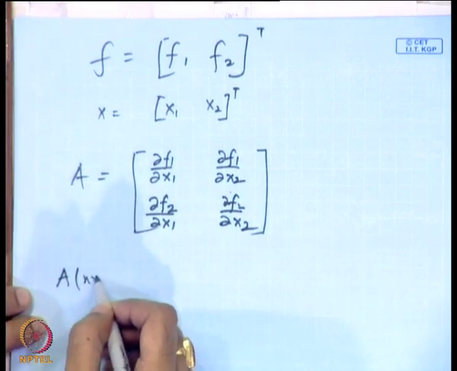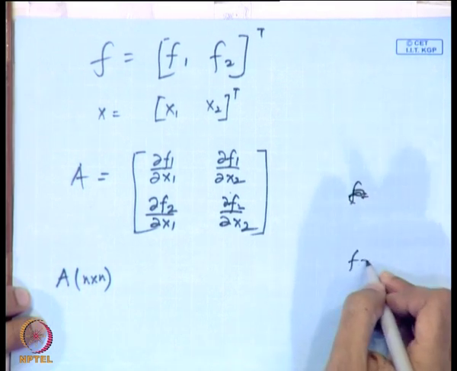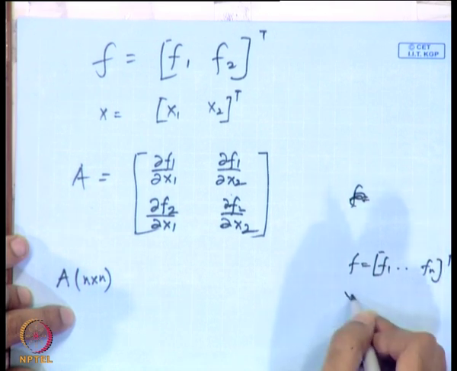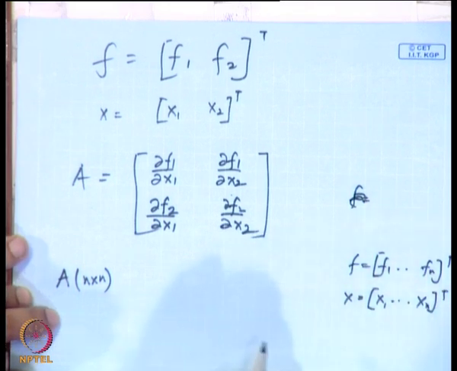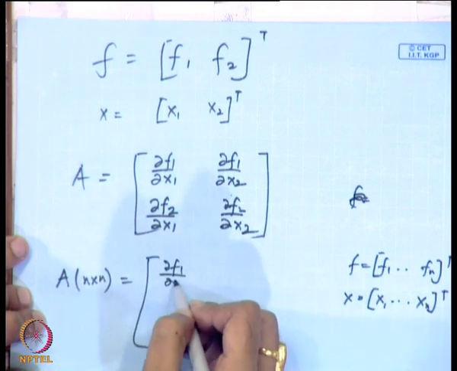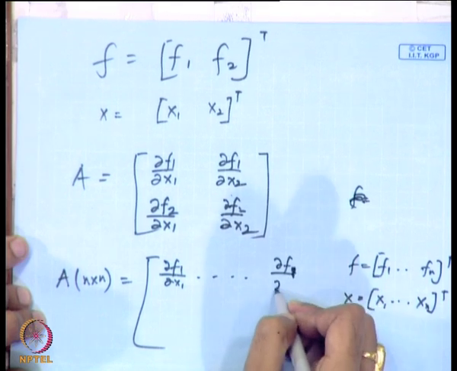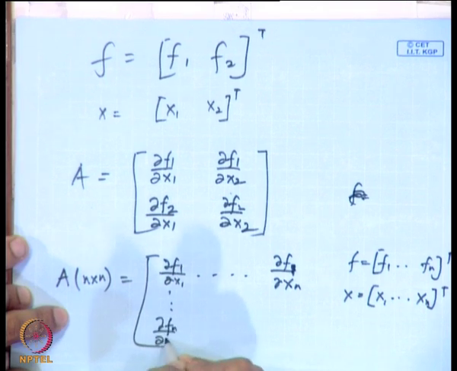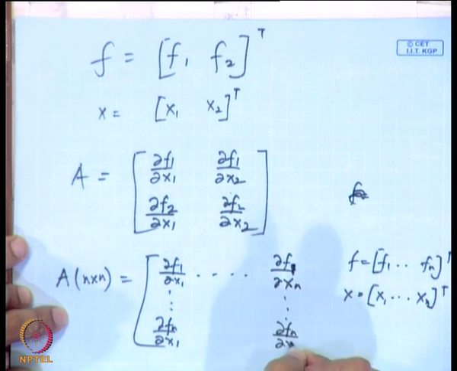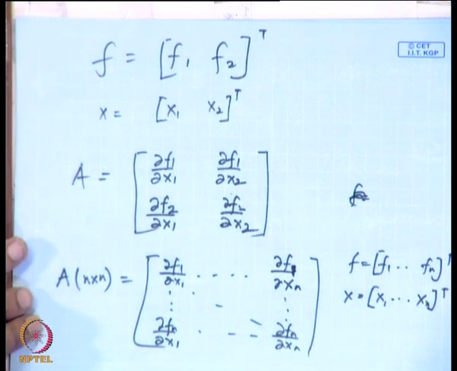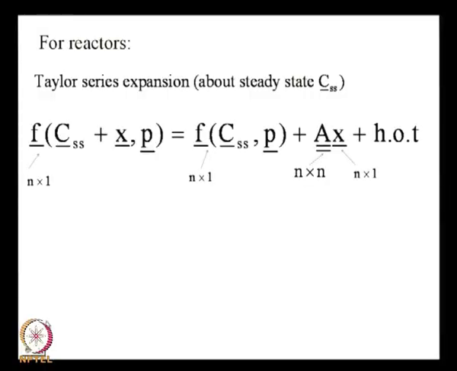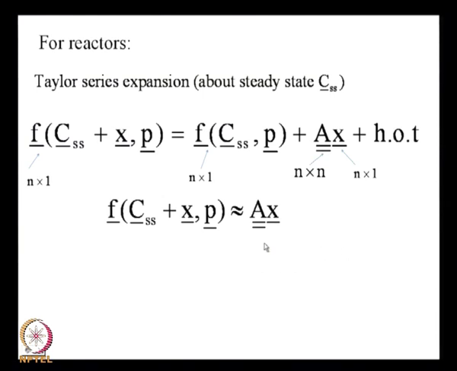Similarly, you can write it for an n cross n matrix. If A is n cross n, or in other words f is f1 to fn transpose and x is x1 to xn transpose, this would be del f1 del x1 up to del f1 del xn, and in this direction it will be del fn del x1, and this direction it will be del fn del xn, right. Fine with everybody? So, this is my Jacobian, this is how we define my Jacobian. Now, as you can see on the screen, I can approximate this as this. Now, you have to tell me what are the assumptions involved in that approximation. Let us go back to the screen here. What is the approximation involved in that?